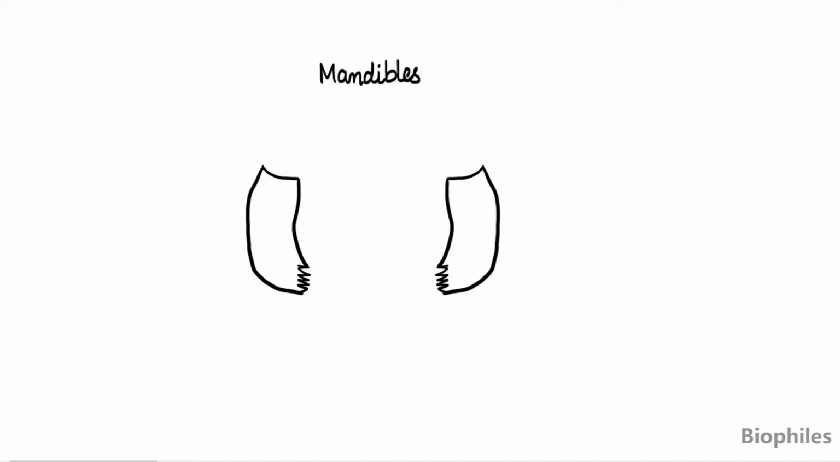The mandibles are heavily chitinized structure. So if this is the mouth of the cockroach, the mandibles are present to the left side and the right side of the mouth. Now in this structure of the mandible, we can see these sharp projections. These sharp projections are called the teeth, and these are heavily chitinized, so they have a lot of chitin in them.